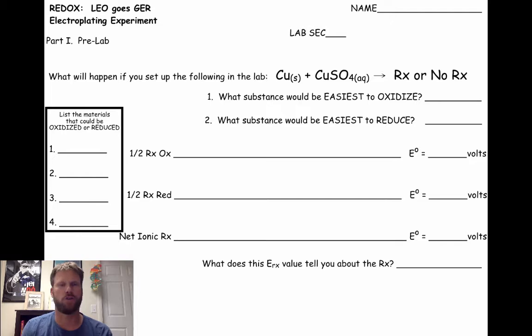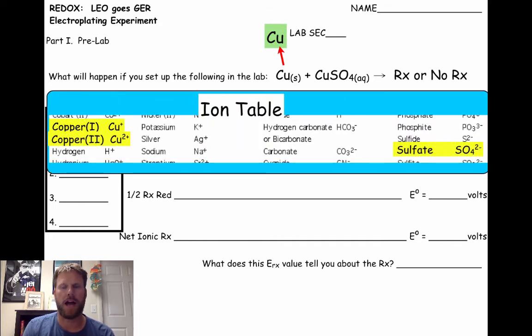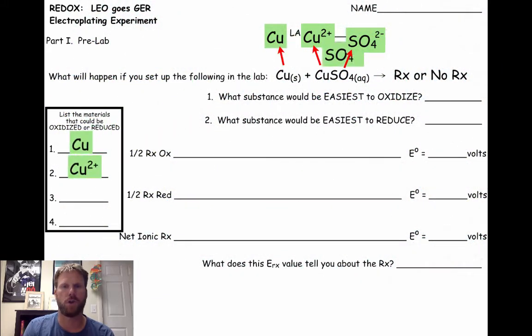Let's talk about electroplating. To start off, let's see if this reaction between copper and copper sulfate is spontaneous or non-spontaneous. So let's start by filling in our list here with substances that could be oxidized or reduced. Copper solid is going to stay in that form. Copper sulfate, if we look at our ion table, we need one copper and one sulfate ion, so that must mean it's copper 2+, since sulfate is SO4 2-. So those are going to go into our list.